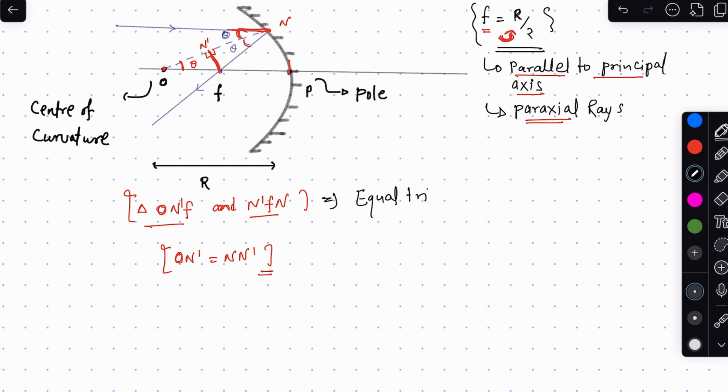Why did they become equal triangles? Because two angles were equal. Basically all three angles are equal. If two angles are equal, then all three angles are equal, but two we are able to see geometrically, so two angles are equal.